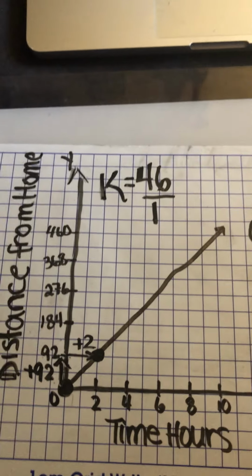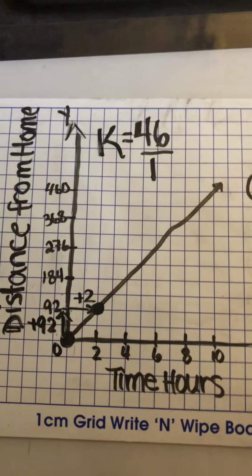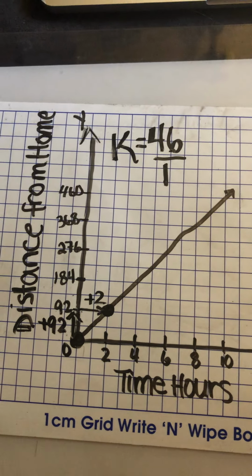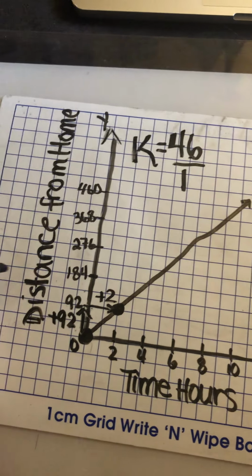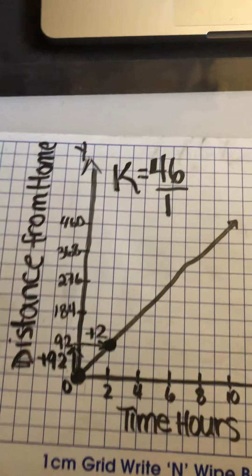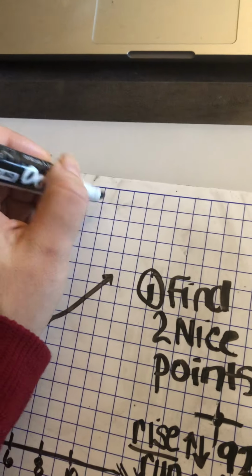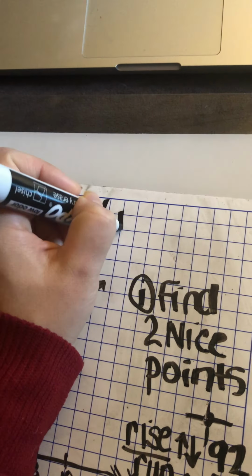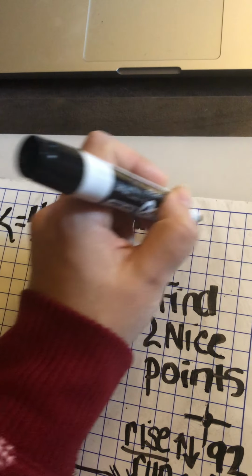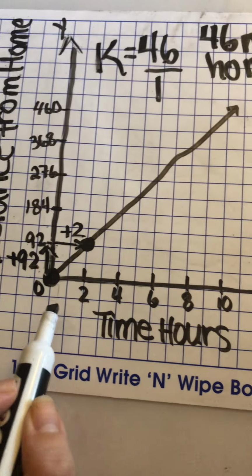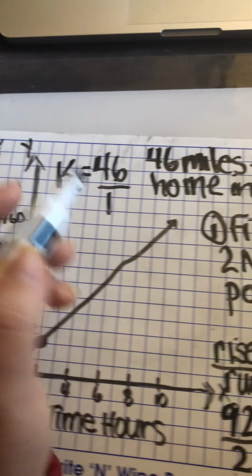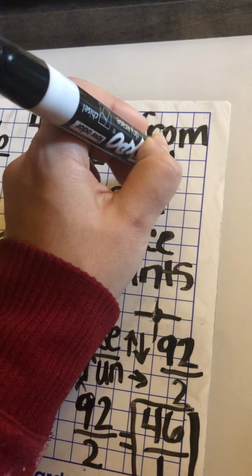And then the only other thing that you should do is relate that slope back to the problem. So the 46 was talking about the y, and the y was talking about the distance from home. So this means we would be 46 miles from home in, let's see, the x was talking about hours. So if it's 1, we would say in 1 hour.